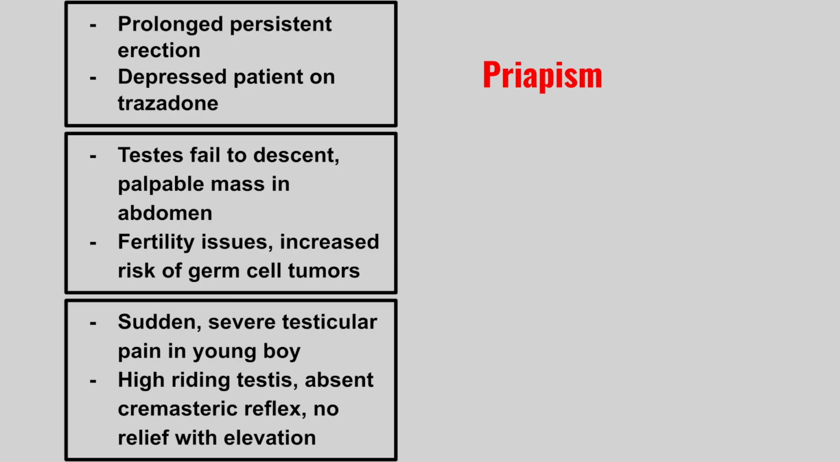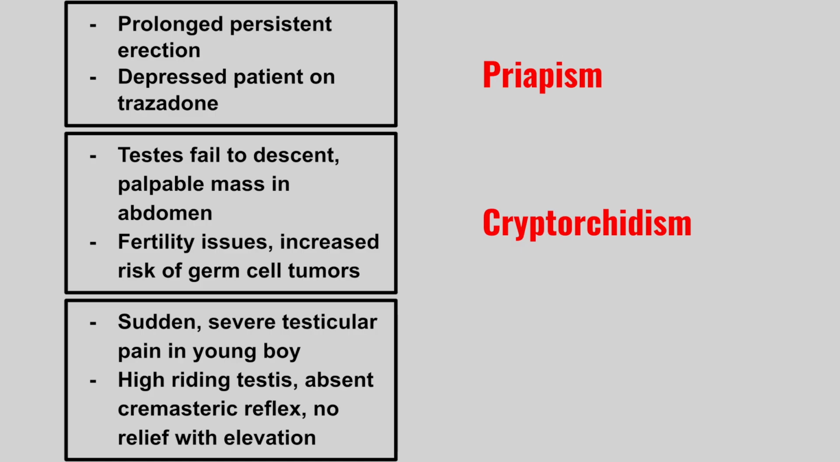Next, we have testes that fail to descend, palpable mass in the abdomen, the patient can have fertility issues, increased risk of germ cell tumors. So this is cryptorchidism. And remember here, if they have unilateral cryptorchidism, they're going to have normal testosterone. But if it's bilateral, they actually have decreased testosterone levels.